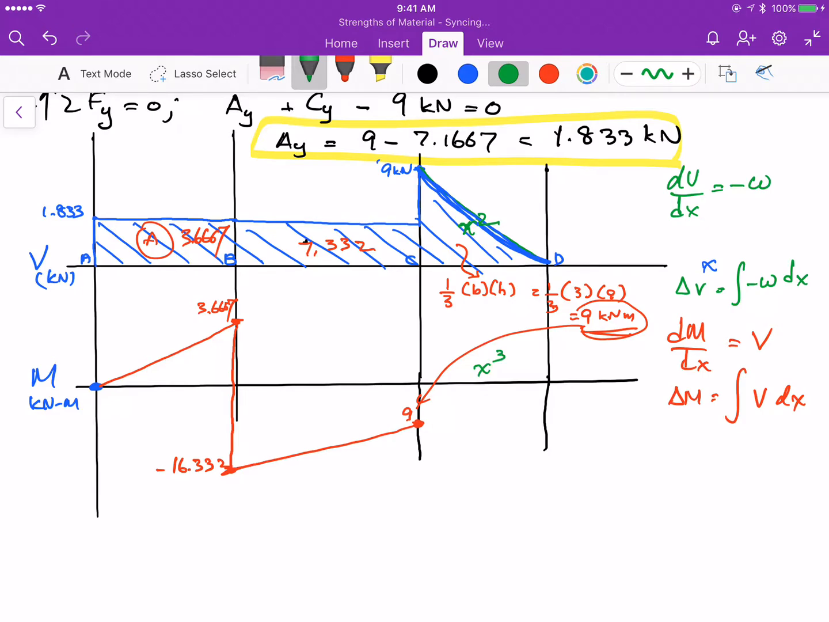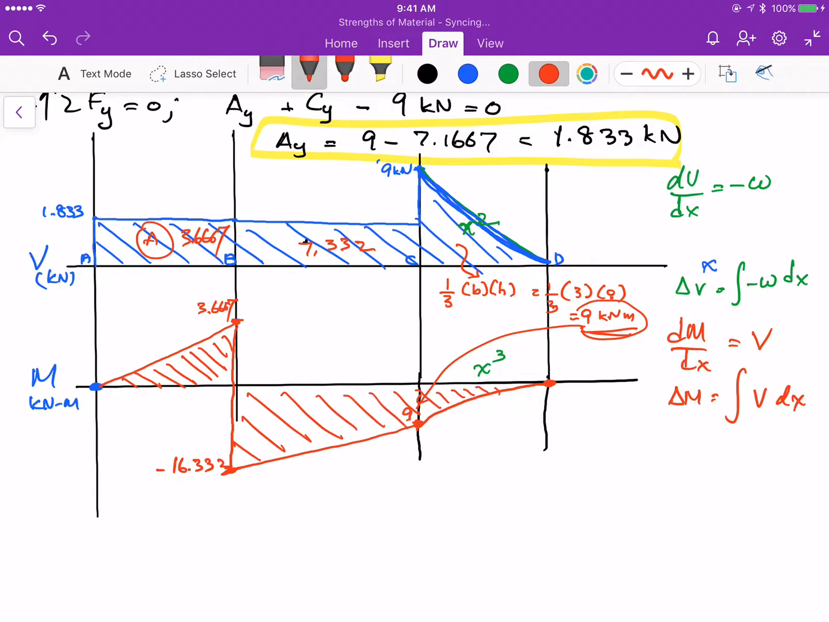Okay, so my moment diagram is going to be something with x cubed, so it's going this way. Okay, and it goes back to 0. And so this is your moment diagram that I shaded here.